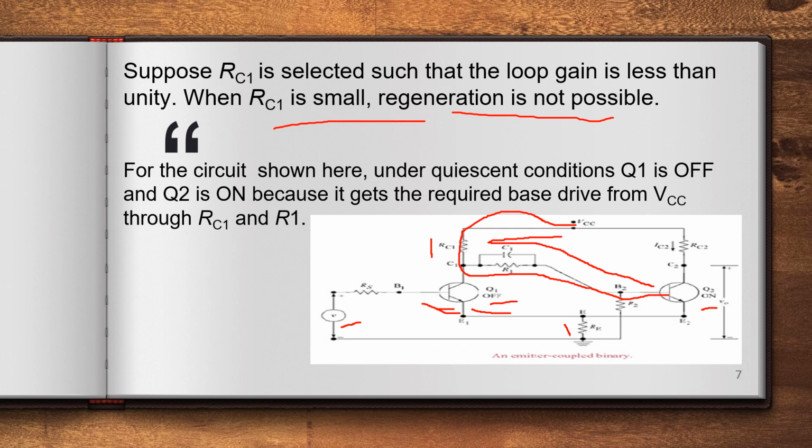So transistor Q2 gets enough base drive from VCC through RC1 and R1, and it is directly connected to the base. It gets enough base drive and enters into saturation. Now Q1 is off, so it acts as an open circuit. So almost all of that circuit is disconnected from the overall circuit. Only this is our active circuit now. This is our active circuit.